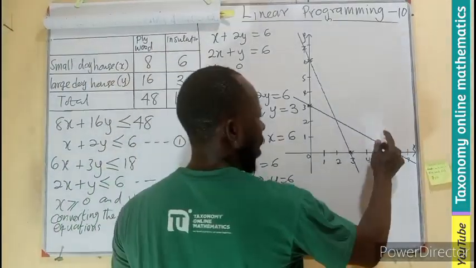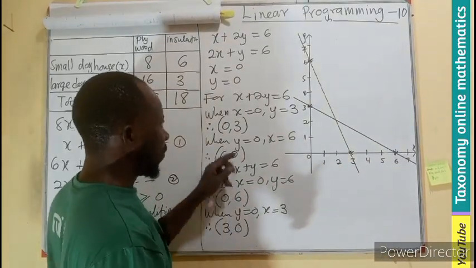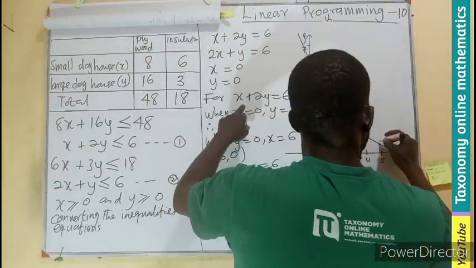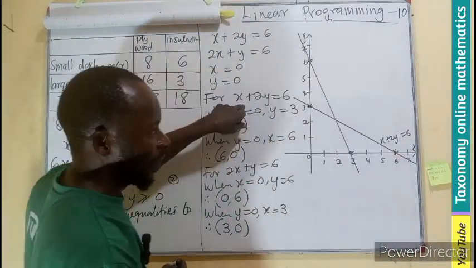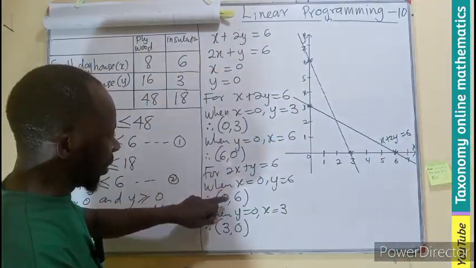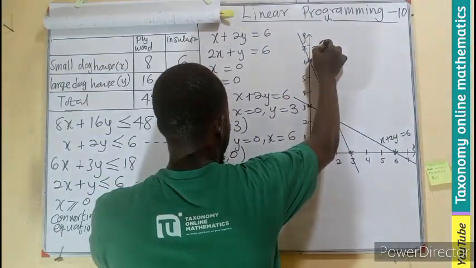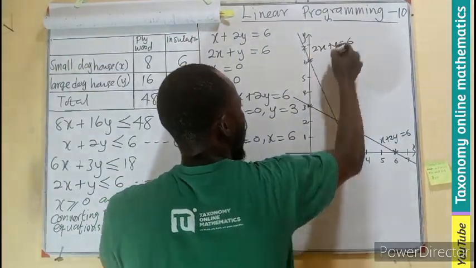Okay, so now I can write my equations. The first one was x plus 2y equal to 6. That's the first straight line. The second straight line is going to be 2x plus y equal to 6.